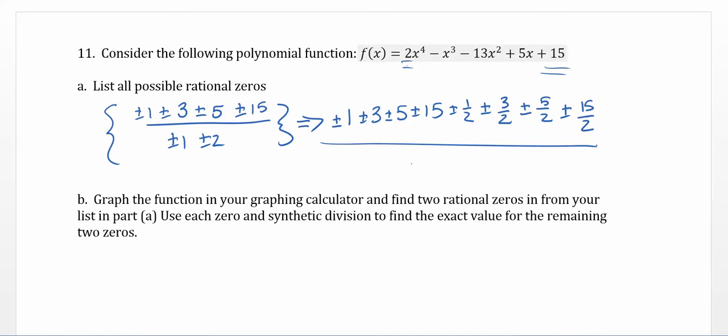Okay. Part B says graph the function in the graphing calculator. So hopefully you'll do that. Just plug this into your graphing calculator and find two rational zeros from your list in part A. So when you do that, the two that you should find are -1 and 3/2. So if you haven't done that, go ahead and do that right now.